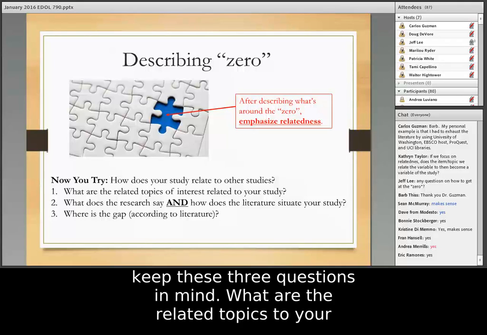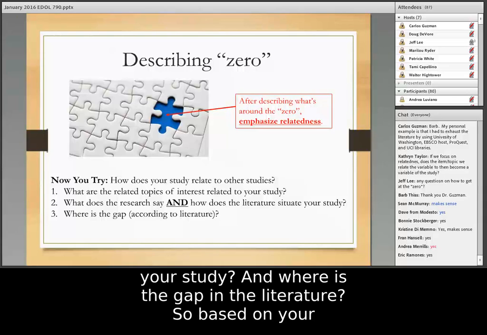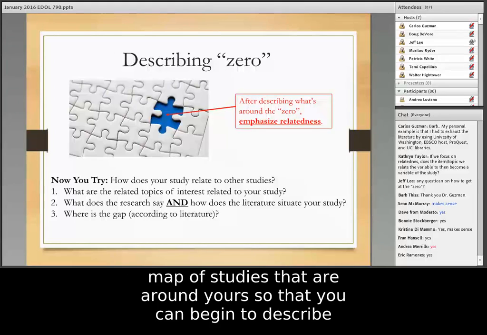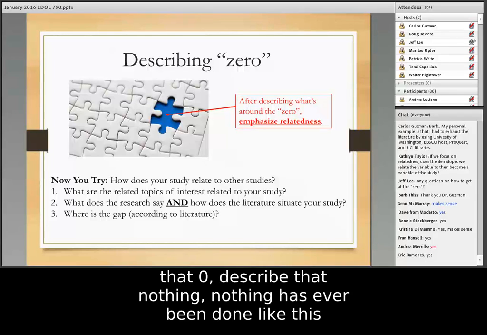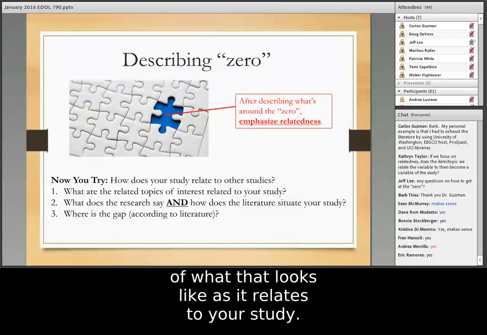What are the related topics to your study? What does research say, and how does that literature situate your study? And where is the gap in the literature? So based on your recollection of the literature that you have read, can you draw a bubble map of studies that are around yours so that you can begin to describe that nothing has ever been done like this before? Okay, I'll give you about 2 minutes just to sketch out a bubble map of what that looks like as it relates to your study.